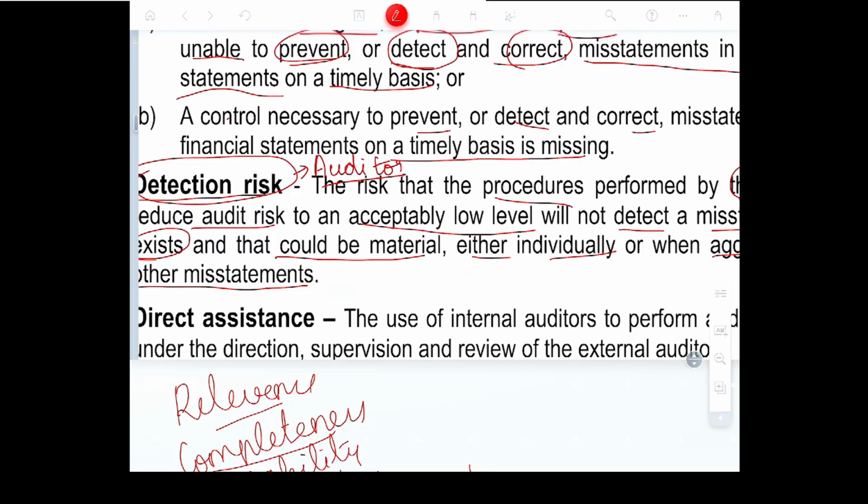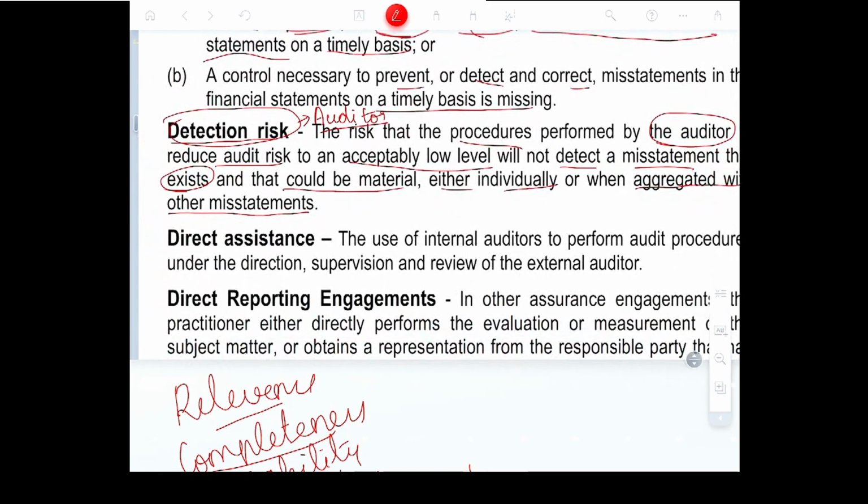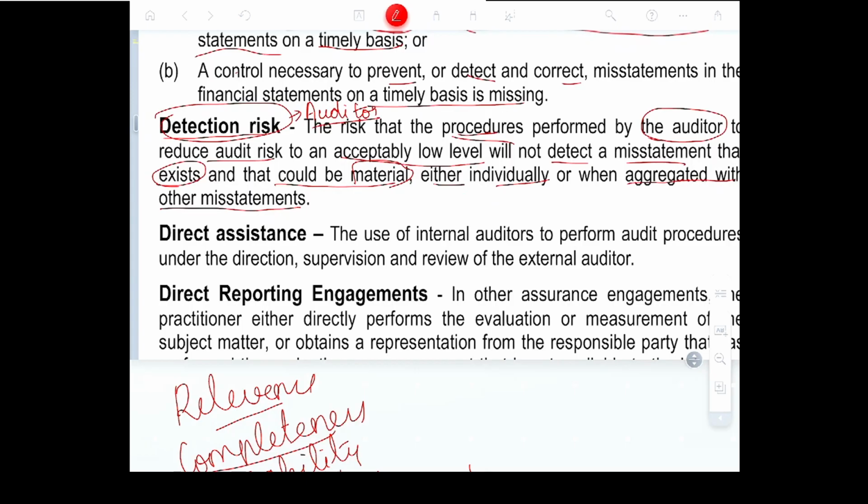Why is detection risk with the auditor? Because he needs to perform some procedures to identify the material misstatements in the financial statements. If he is doing some procedures, but the procedures he follows are not able to find the misstatement, whether individual or grouped together as aggregated misstatements, then the procedure he follows is faulty. The procedure he followed, which was not able to find the misstatement, is known as detection risk. He is not able to find that misstatement.